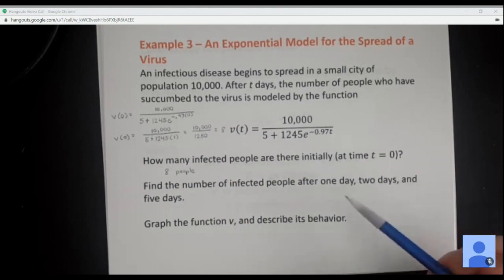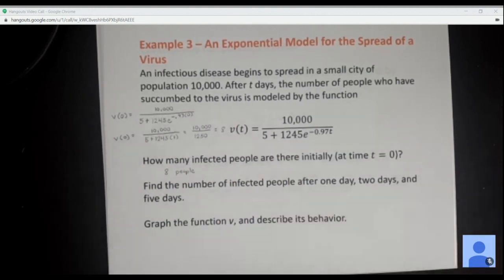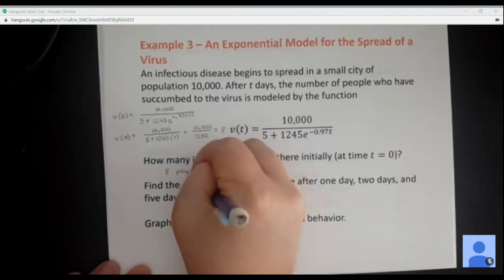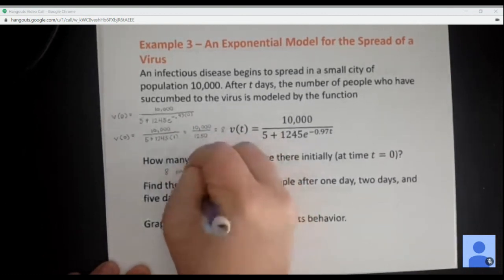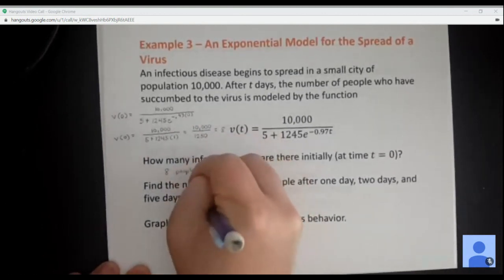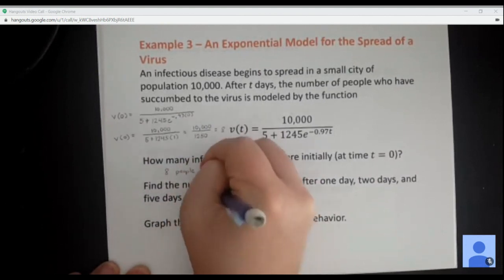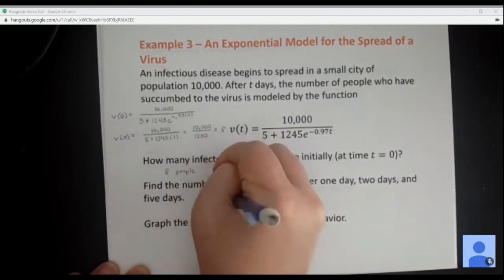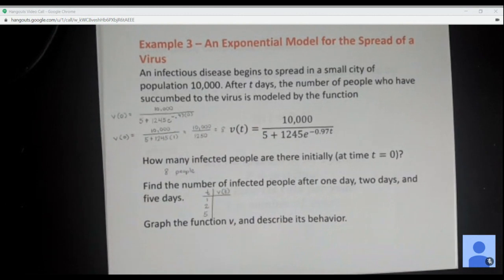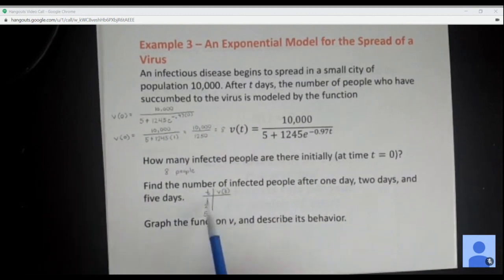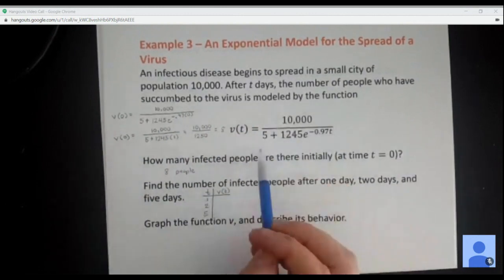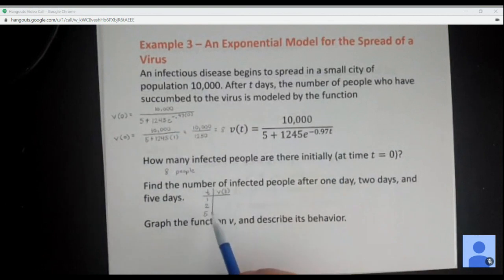So they're asking us to find the number infected after 1 day, 2 days, and 5 days. Okay, so we're going to end up basically with a table here where our t values are 1, 2, and 5, and we're looking for the number of people infected at each of those times. So start by just plugging in the 1 for our t, simplifying all that, see what you get, then try the 2, then try the 5, and I'll give you some time to work on that, and then we'll come back and check those answers.